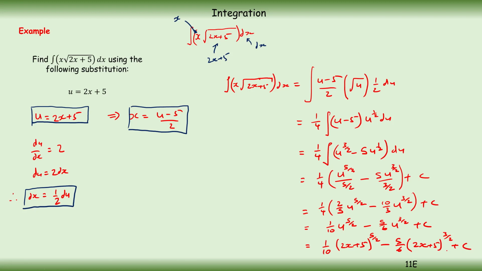Okay, so we've integrated quite a complex integral with the substitution, and we substituted for 3 parts. We substituted for u, then and for x and dx. So hit pause, copy that example down. Once you've done that, hit play, and we'll move on.